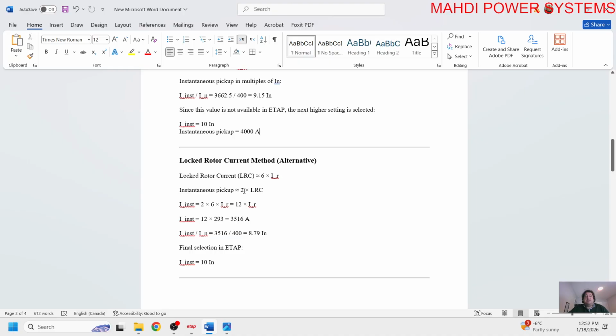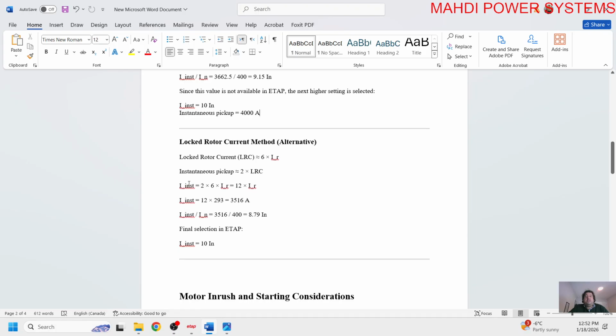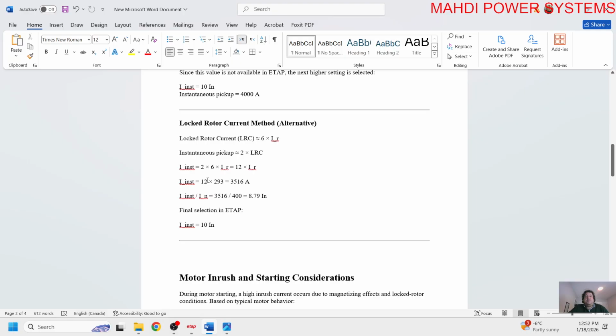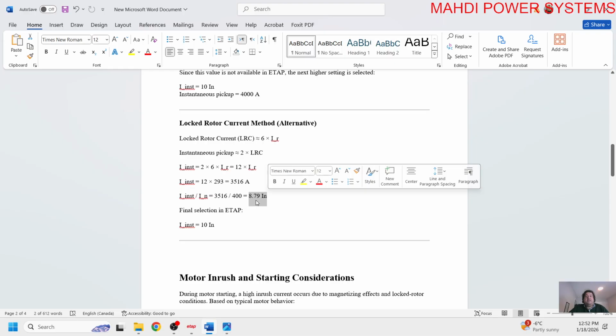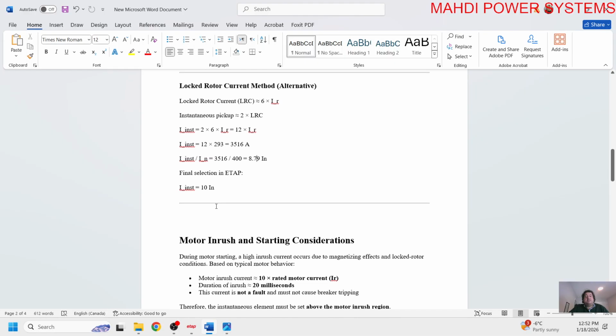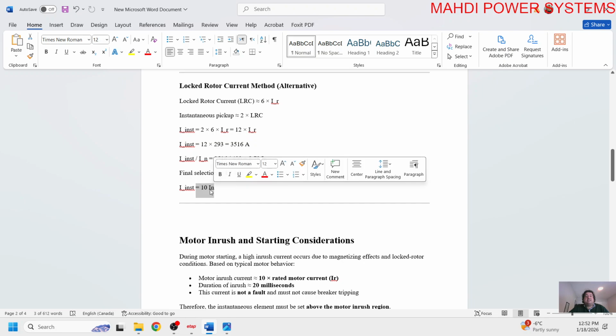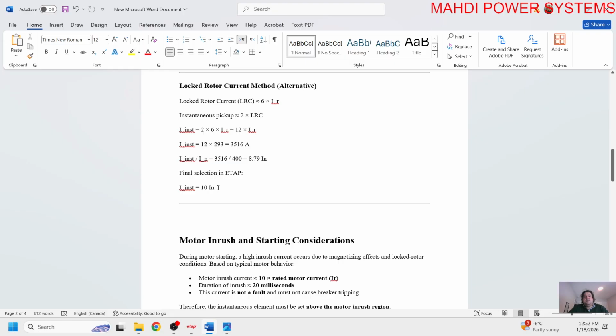Another method some specialists use, the locked rotor current method, is an alternative method. It says instantaneous pickup is 2 times I locked rotor. I locked rotor current is 6 times I rated. If you multiply 2 by 6 IR, it gives us 12 times I rated. If you follow the formula, it gives us 9.79 In, and again we round up to another number, which gives us 10 In. The same concept, but two different ways.